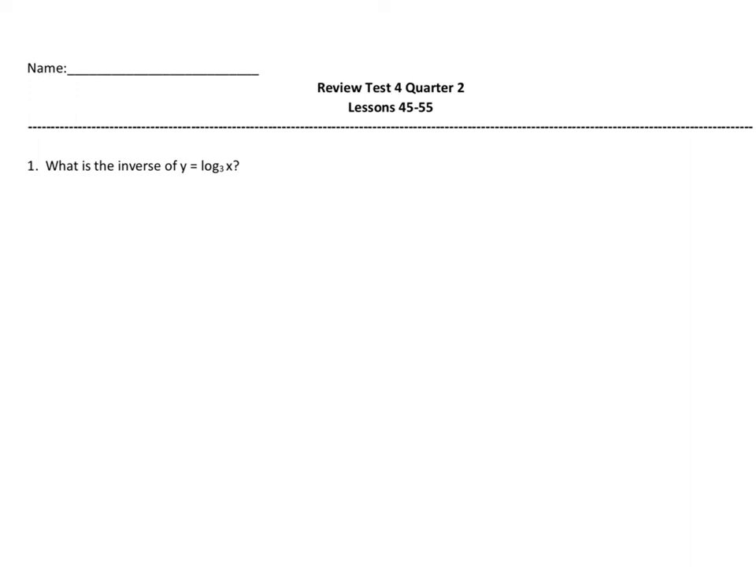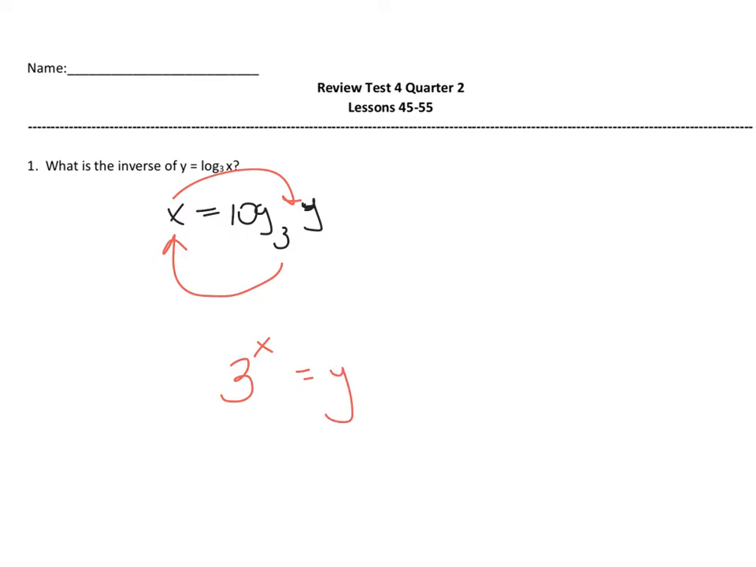So the first question says, what's the inverse of y equals log 3x? Now the definition of an inverse is that you need to switch x and y. When you do that, the problem is that it puts the y inside of the log, and to get it outside the log, we're going to write it in exponential form. So we're going to take our base, raise it to the x, and then set it equal to that. So it'd be 3 to the x equals y. Okay, you could also just know it's this because log and exponents are inverses of each other.